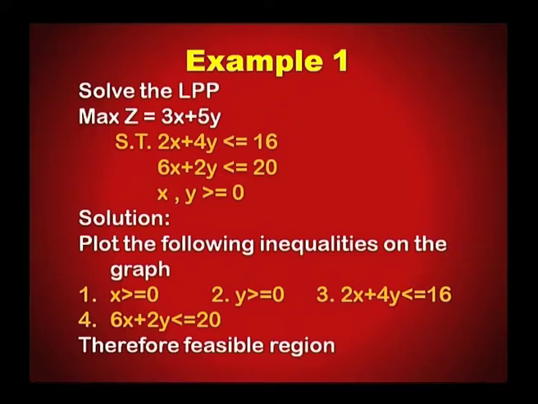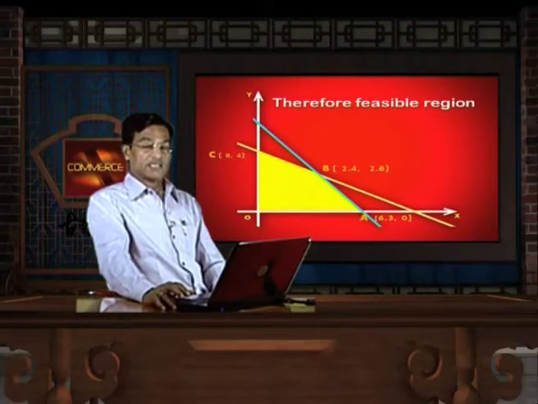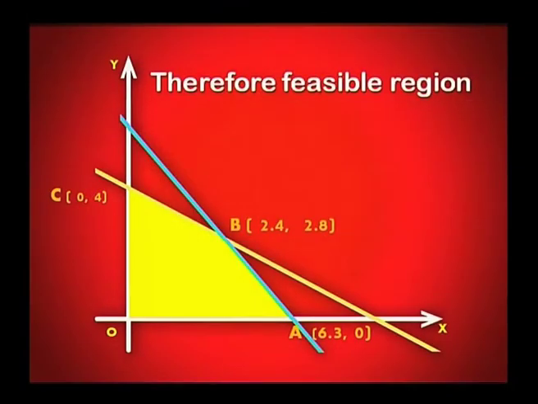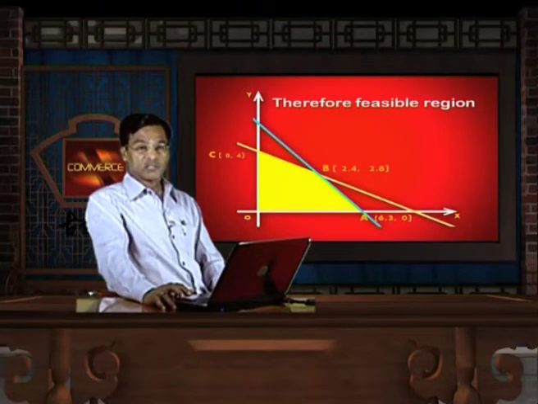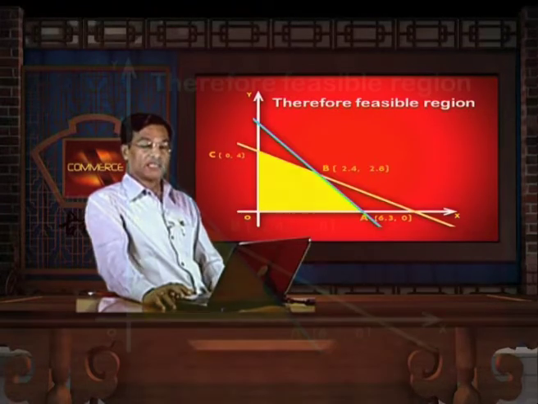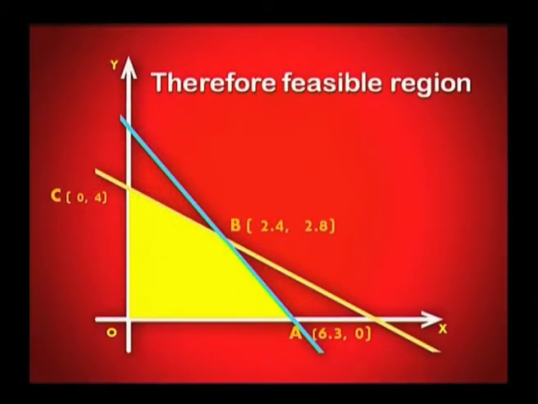We plot x greater than or equal to 0, y greater than or equal to 0, 2x plus 4y less than or equal to 16, 6x plus 2y less than or equal to 20, and find the feasible region. The feasible region is as shown in the picture. The yellow shaded part in this picture is the feasible region. We have plotted all the constraints: x greater than 0, y greater than 0, which provide the solution in the first quadrant, and then the yellow line and blue line are the two constraints which give the less than inequalities.